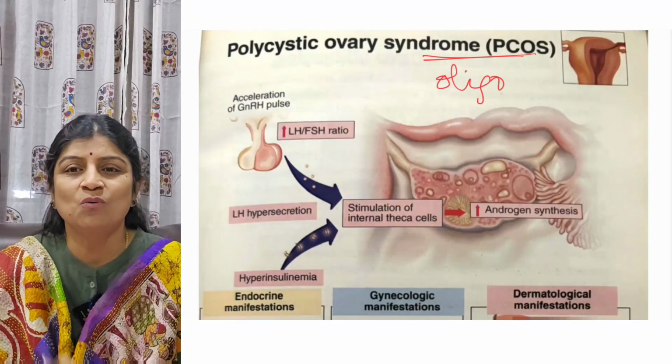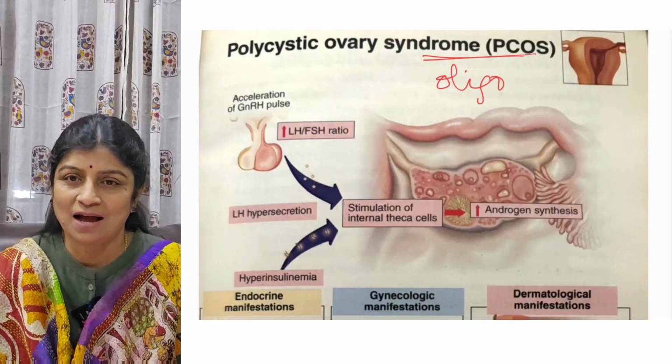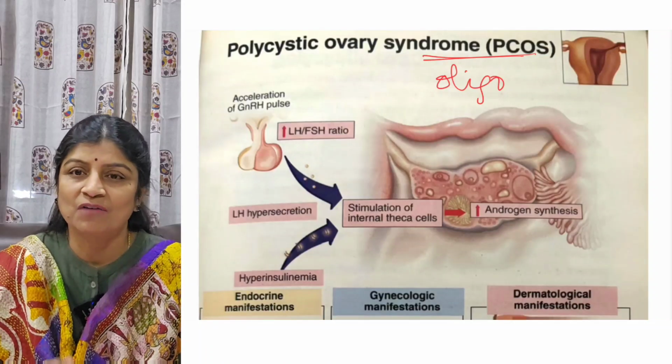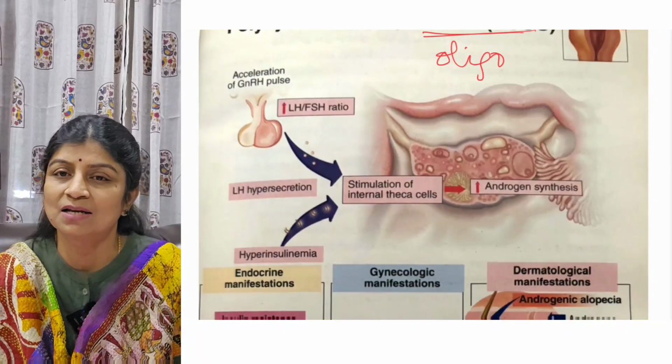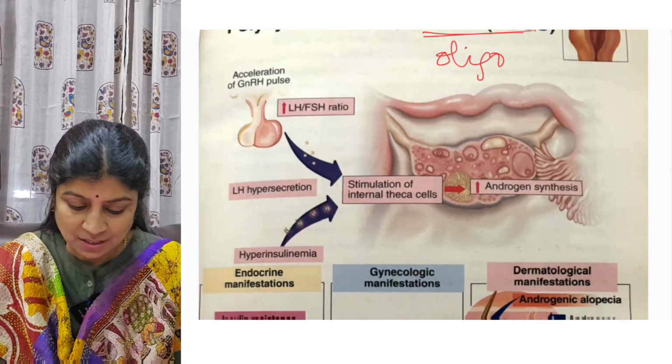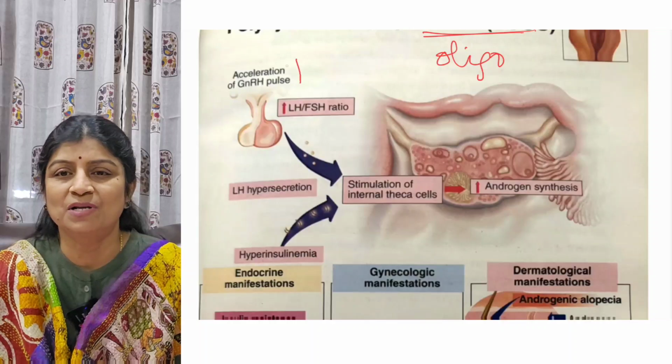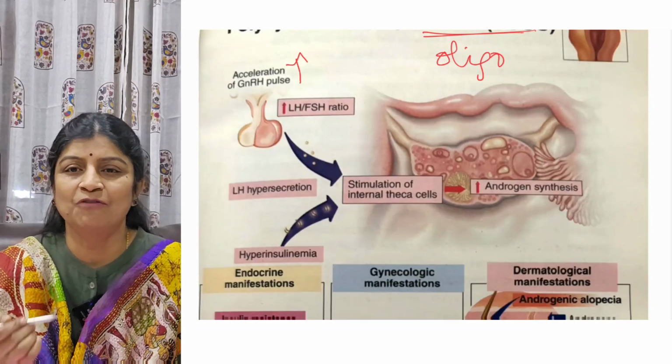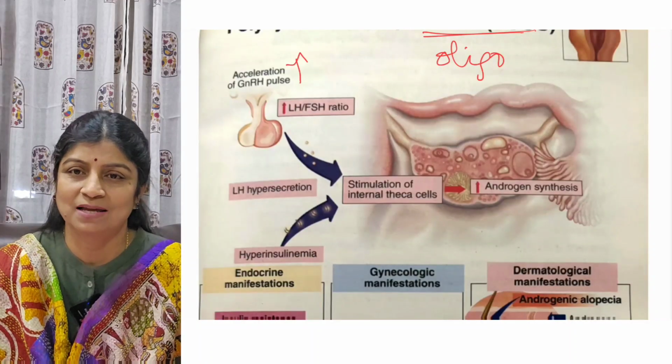So what is the root cause? How does the pathogenesis occur in PCOS? For whatever reason, it could be a genetic reason or a stressful lifestyle, there is an increased GnRH pulse. That is the starting point from where the hormonal imbalance begins.